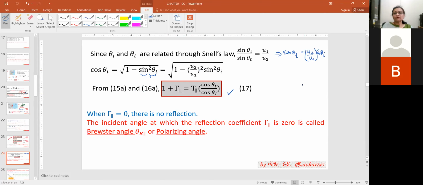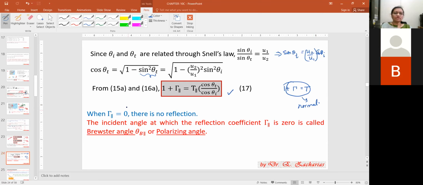Once more, if you put theta I equal to theta t, you will be left with 1 plus tau equal to T. This was the equation that you got for normal incidence. These are the checks of whether you are writing it correctly.